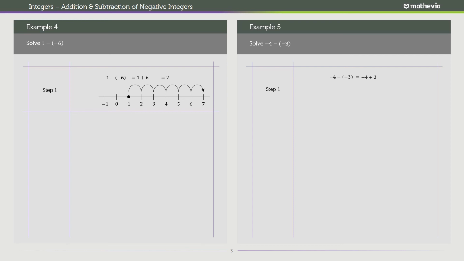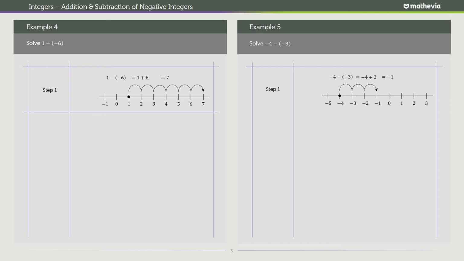Okay, your minus minus becomes plus, so you have minus 4 minus minus 3 becomes minus 4 plus 3, and basically we just pinpoint minus 4 on our number line and we move 3 times to the right, and we end up with our answer minus 1.